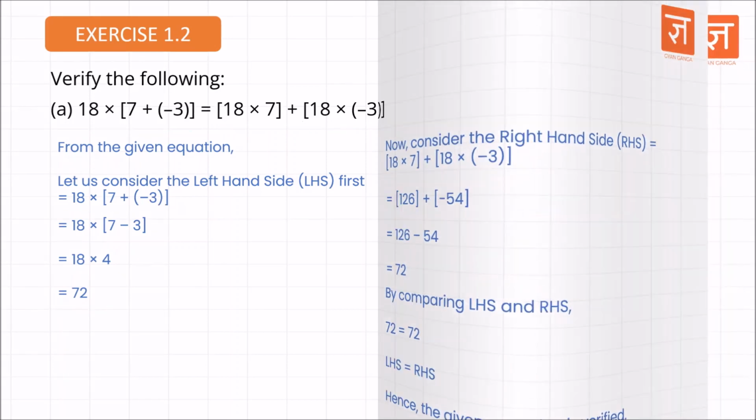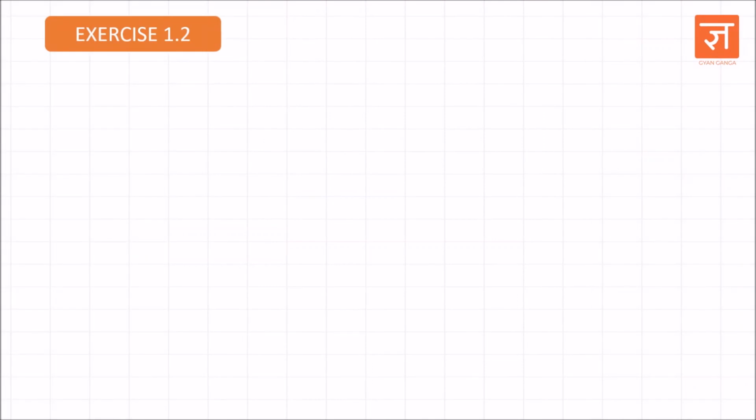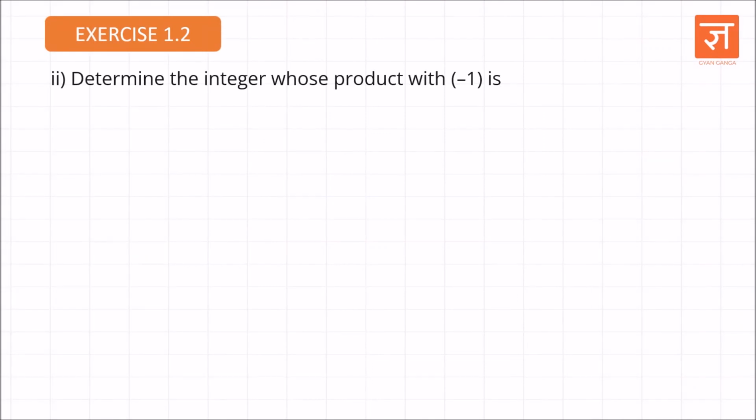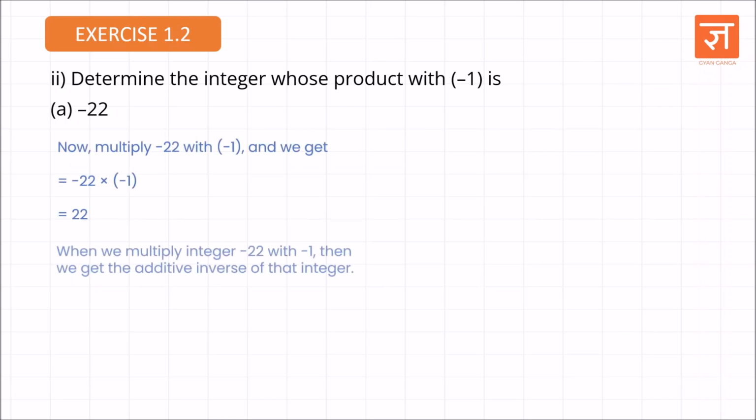Now let us determine the integer whose product with minus 1 is minus 22. Answer will be 22. Opposite. Just remove the minus, and with 1 it is the same thing. We can get quick result as 22. 37 minus 37.